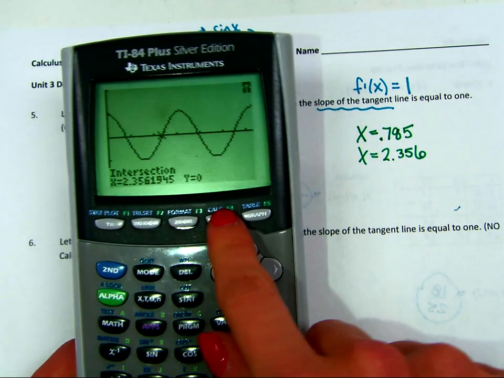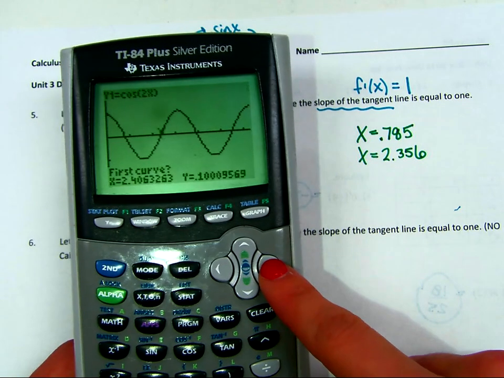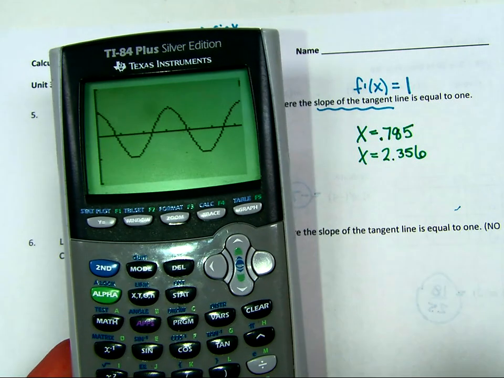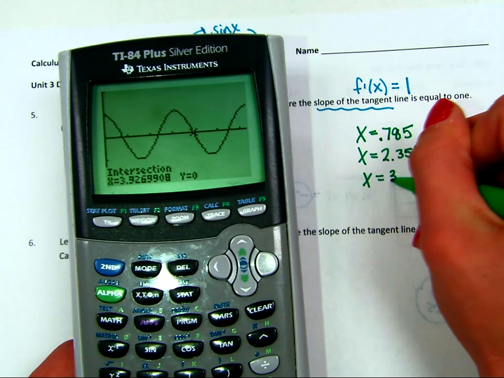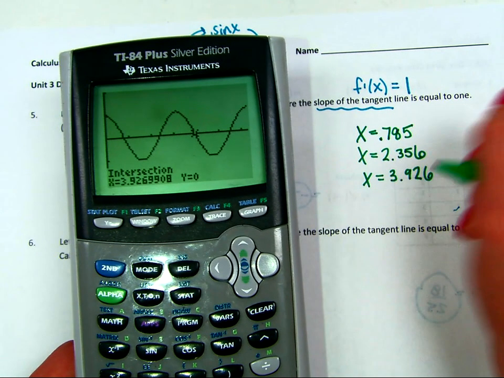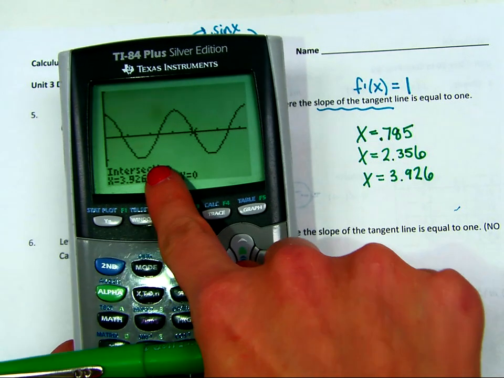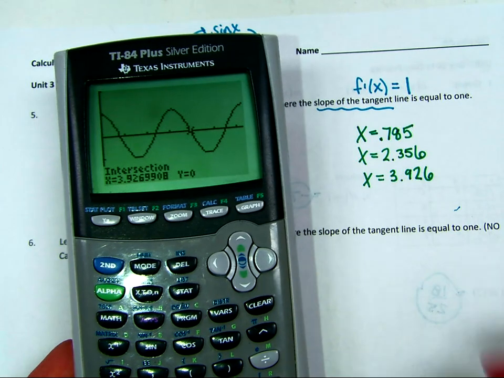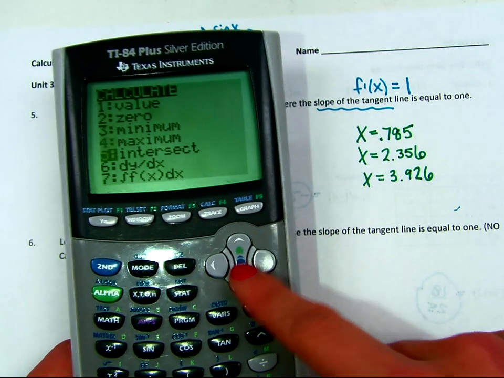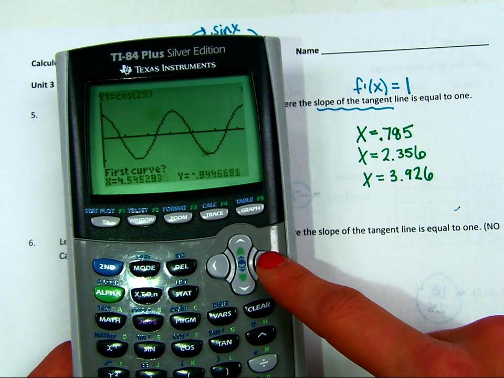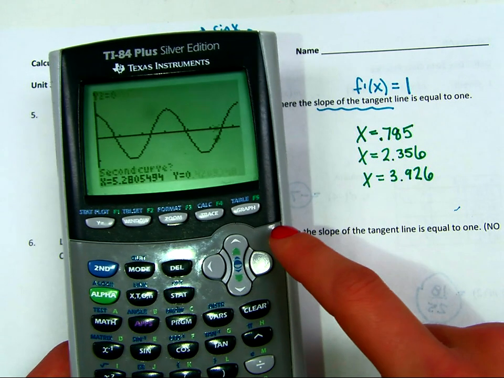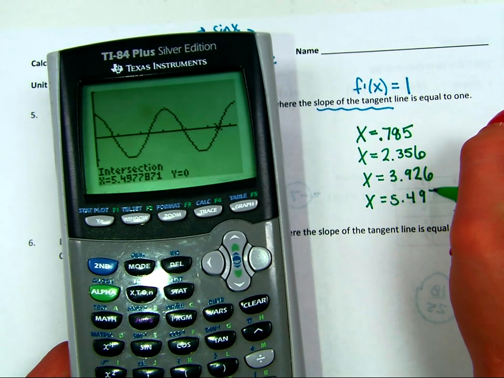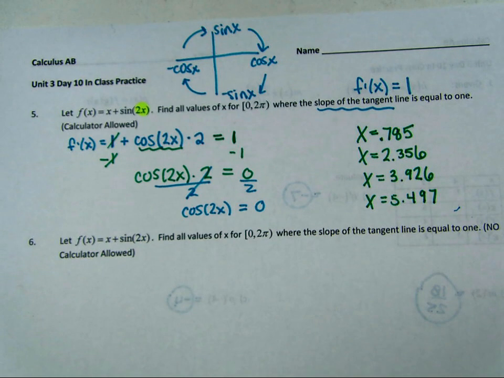Keep going. Second trace intersect. Press enter 3 times. We got 3.926. Remember, you're allowed to just cut it at 3 decimal places or round up if you want. I just like to cut it. It's easier. One more. Second trace intersect. Press enter 3 times. You get 5.497. So those are your 4 answers.